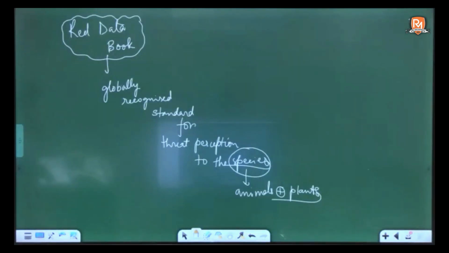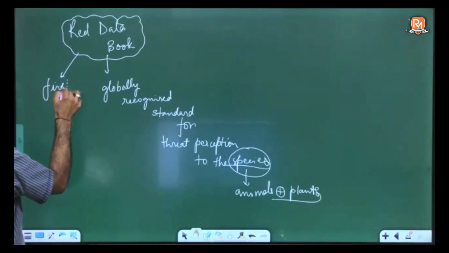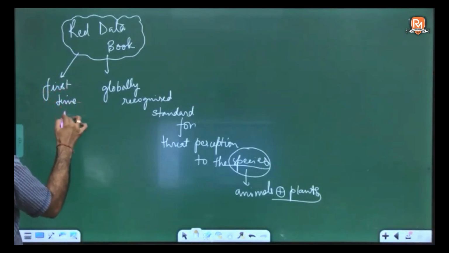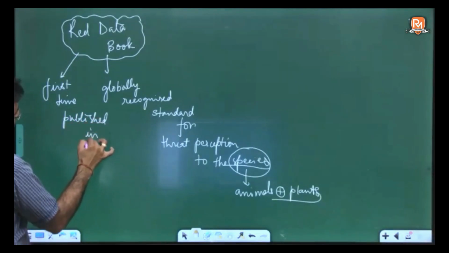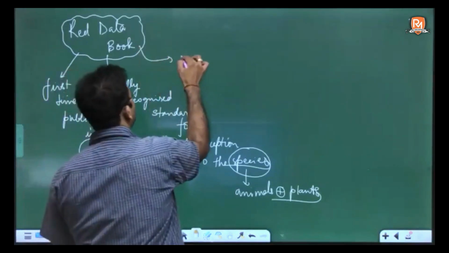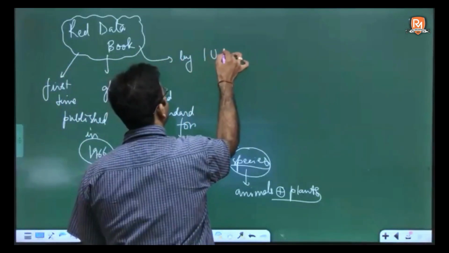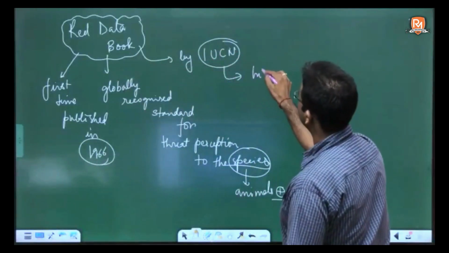Now, this red data book was first published in 1966 by the International Union for Conservation of Nature and Natural Resources.